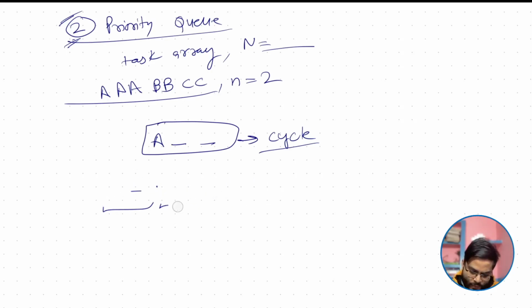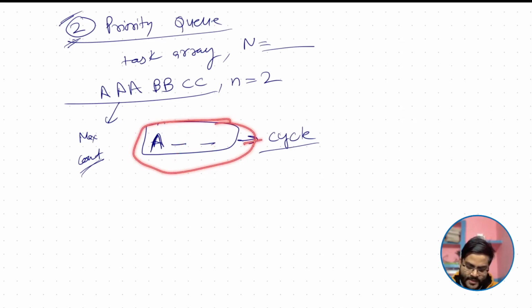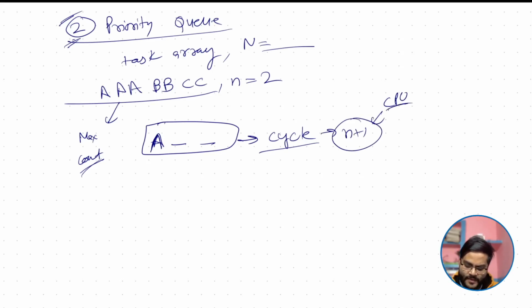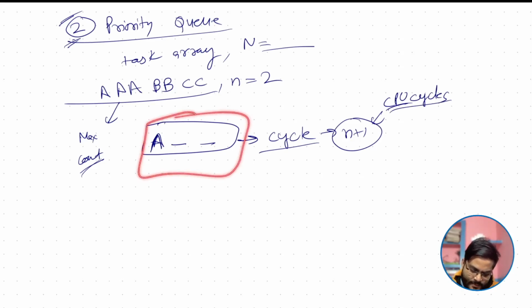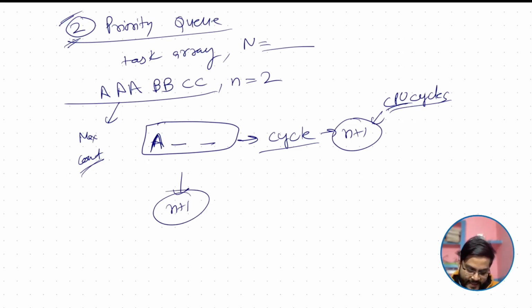So let's take this as a cycle. If I take A, because A has the maximum count, then I cannot take A here and here as well. So consider this as one cycle. This will be nothing but n plus 1 CPU cycles. In each cycle, this is the n plus 1 time cycle. If I take A here, I cannot take A in these two positions.